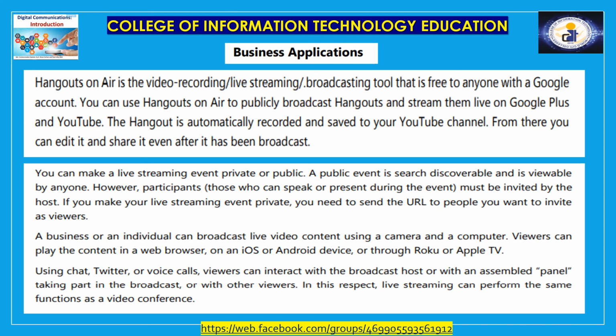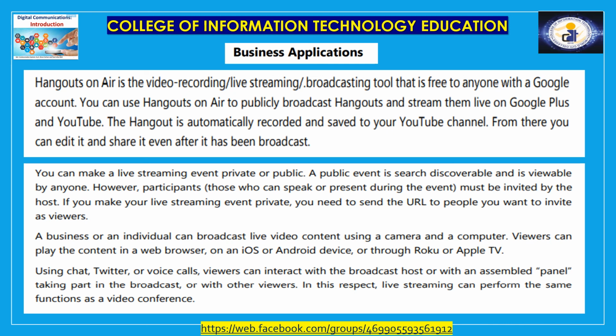You can make a live streaming event private or public. A public event is search discoverable and viewable by anyone. However, participants must be invited by the host. If you make your live streaming event private, you need to send the URL to the people you want to invite as viewers. A business or an individual can broadcast live video content using a camera and a computer.